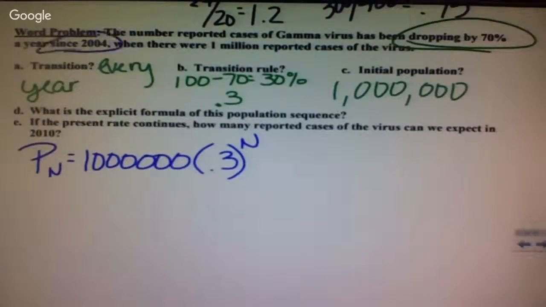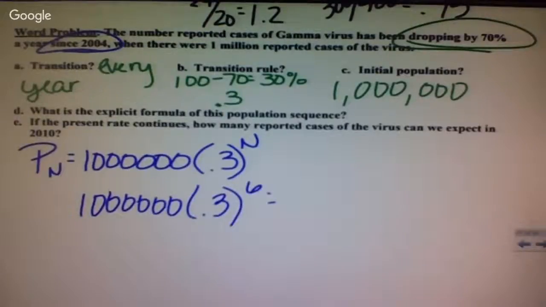We started in 2004. It is now 2010. That's 6 years in the future. So we plug in a 6 for n. So 1 million times 0.3 raised to the 6 is 729.